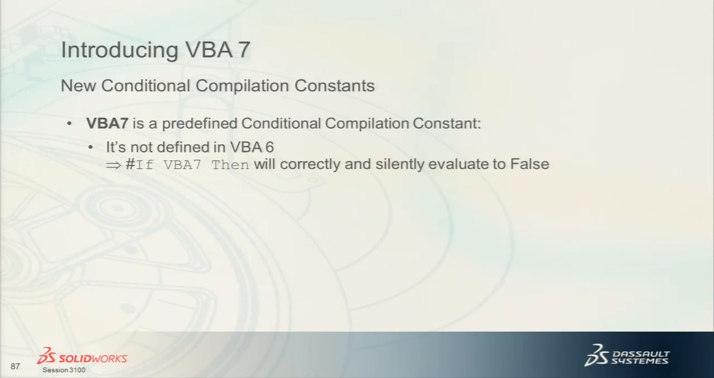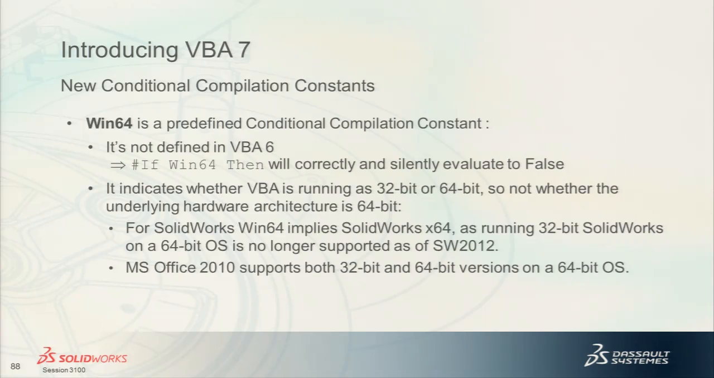So that's a massive help. The other one, of course, is also obvious. It's telling you whether it's running 64-bit. Again, it wasn't defined in VBA 6. There was no 32-bit at that point in time, so that statement will evaluate to false silently. There's nothing to worry about, so that helps you as well.